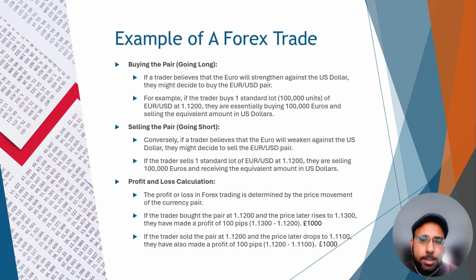So you might decide to go short. We'll use very much the same example. If a trader sells one standard lot, which is 100,000 units, they obviously believe the dollar will strengthen. And remember, it's around £10 a point. It can vary platform to platform, but it is roughly around £10 a point.